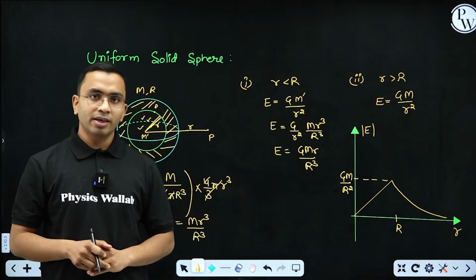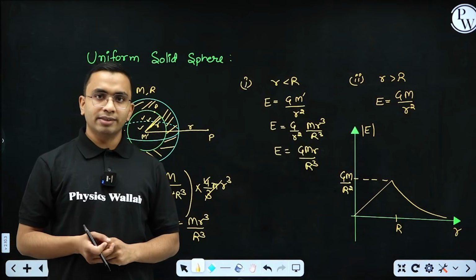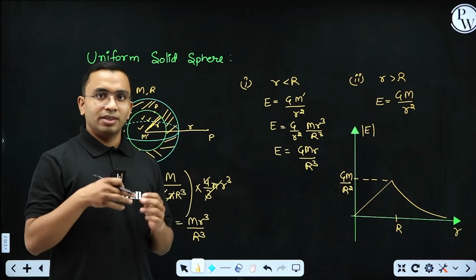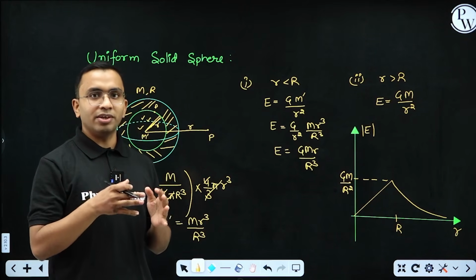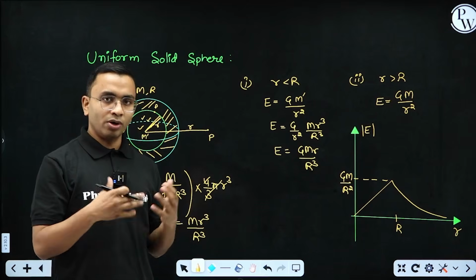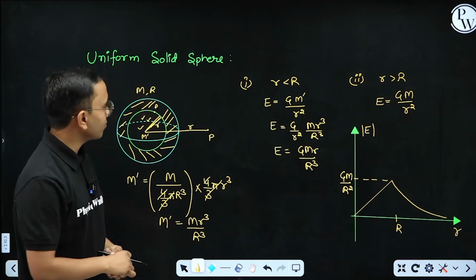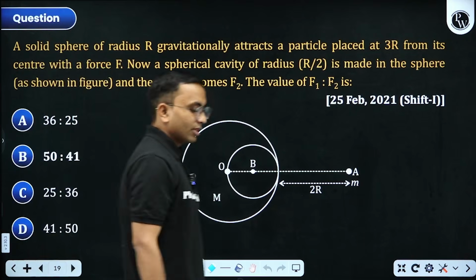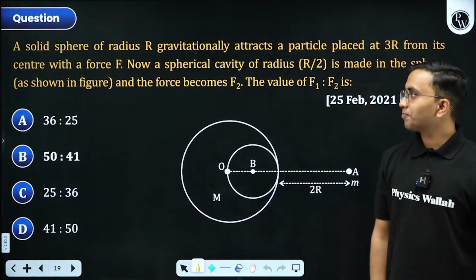So these types of questions are asked. Which of the following shows the correct relation of the gravitational field as a function of distance from the center of, let us take, a hollow sphere or a solid sphere? This can be asked. Now coming to the questions part.